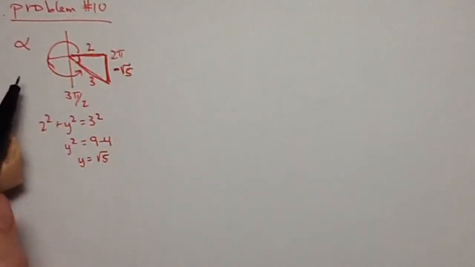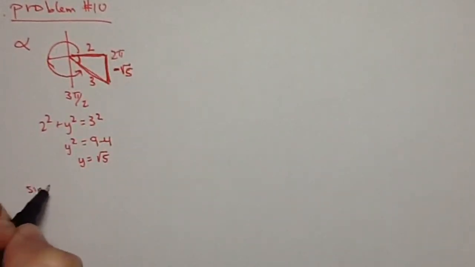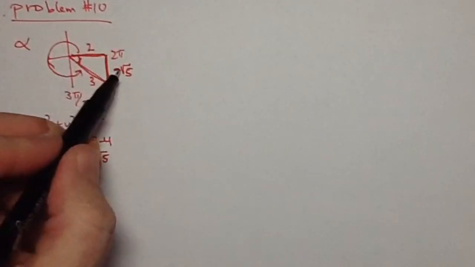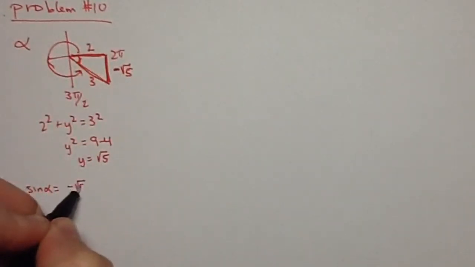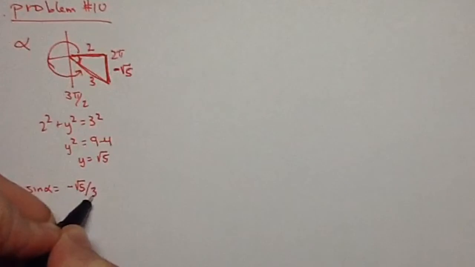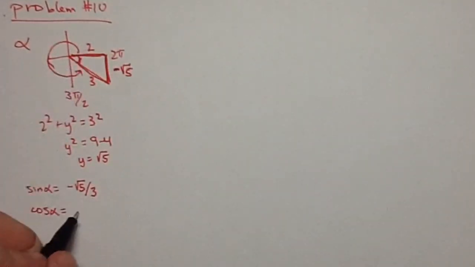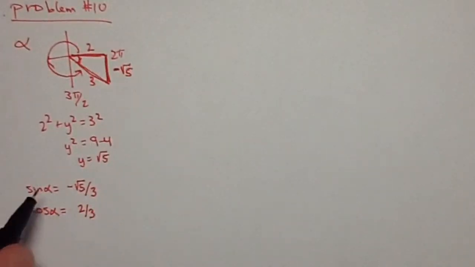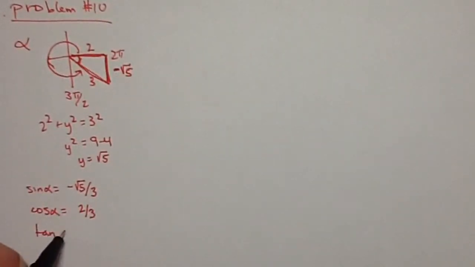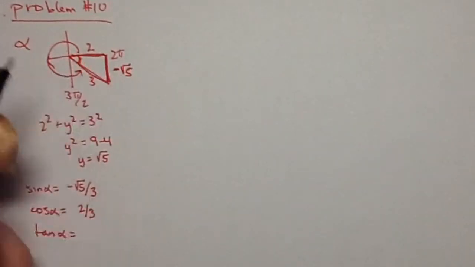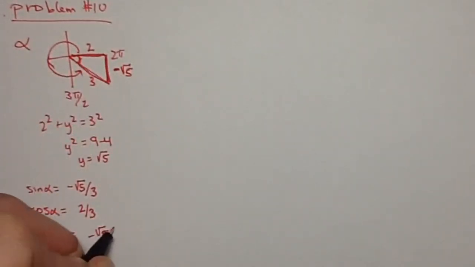And so then just reading off, we can say that the sine of alpha is negative root 5 over 3. We can say the cosine of alpha, we know this already, is 2 over 3. And we can say the tangent of alpha is negative root 5 over 2. And that's just using what they gave us. All right? So then they ask us a question.